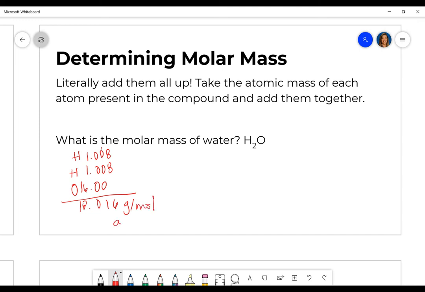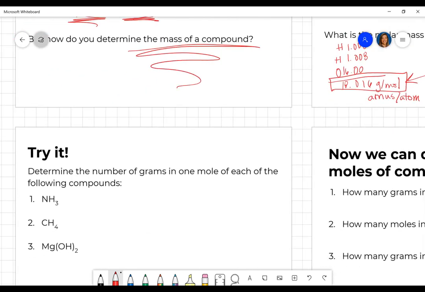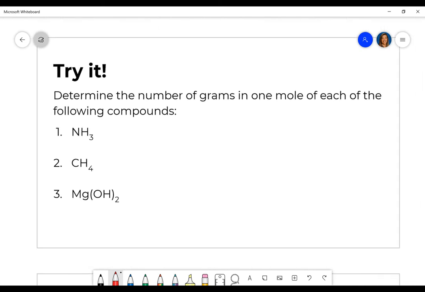Or remember, this is AMUs per atom. This is the number we're going to use the most. So if you have 1 mole of water, it has a mass of 18.016 grams. Okay, so let's practice this. Determine the number of grams in 1 mole of each of the following compounds. We'll do ammonia together, and then you'll do the next 2 on your own.